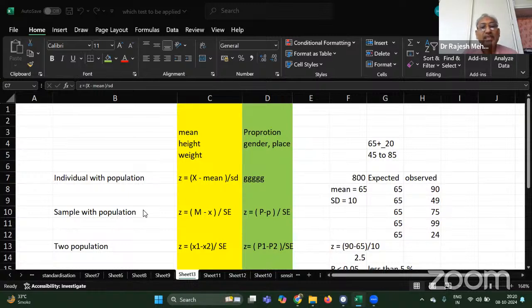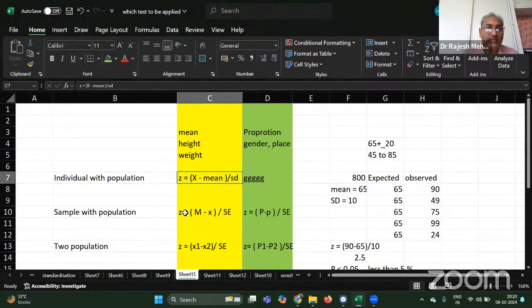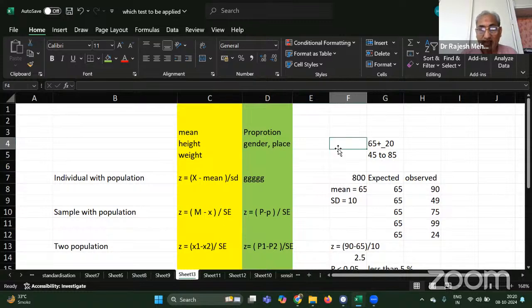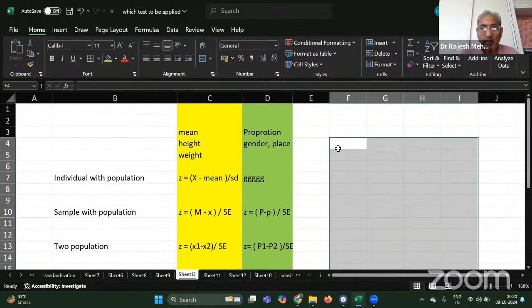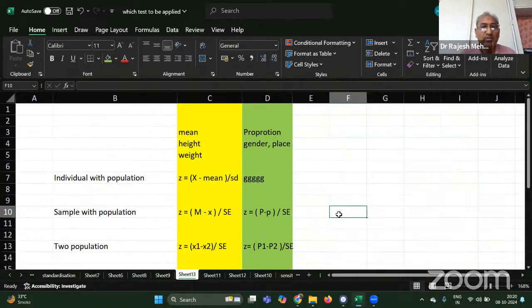You want to compare a sample with the population. Now remember here you have two examples: sample with population in case of mean, and sample with the population in case of proportion. Now, this series I'm deleting. Now I'm going for this example first.